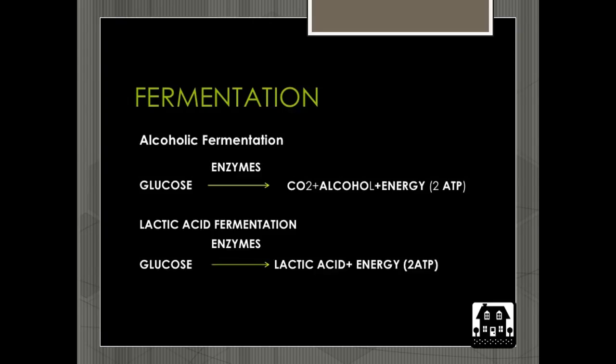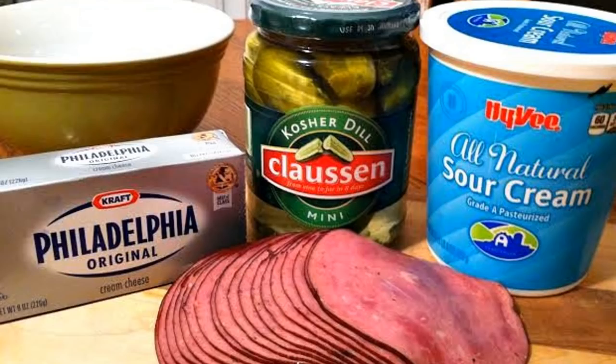Bacteria, on the other hand, perform lactic acid fermentation. In lactic acid fermentation, glucose is broken down to make energy and produces the waste product lactic acid. Because lactic acid has a tangy taste, it's used to make tangy foods, such as sour cream, pickles, and cheese.